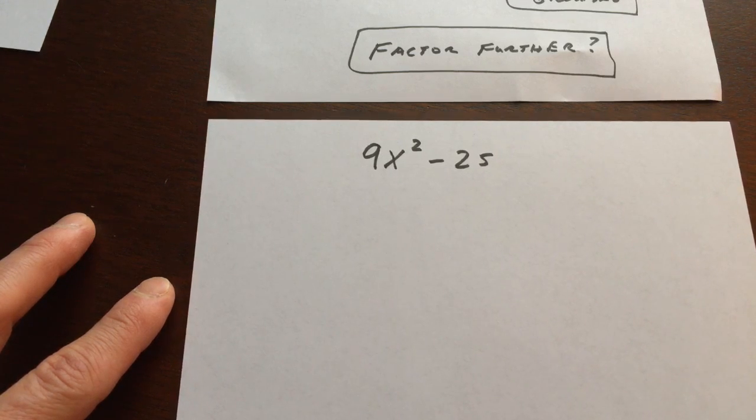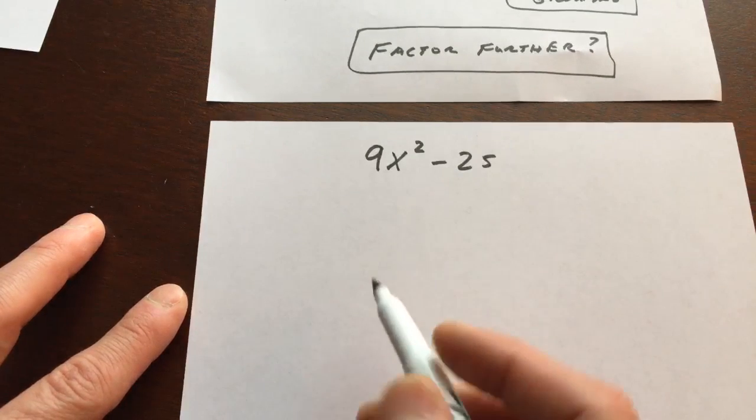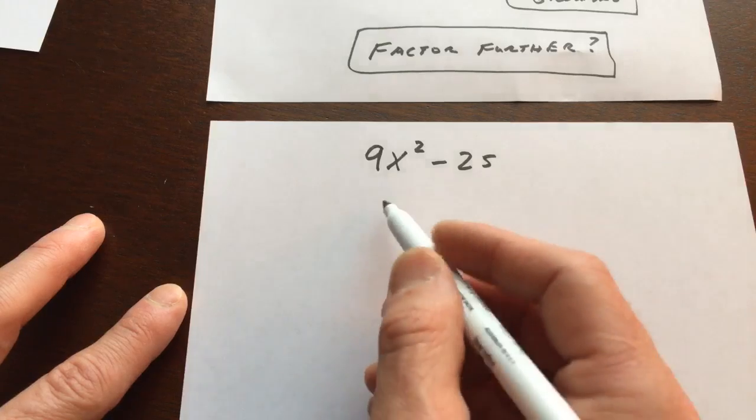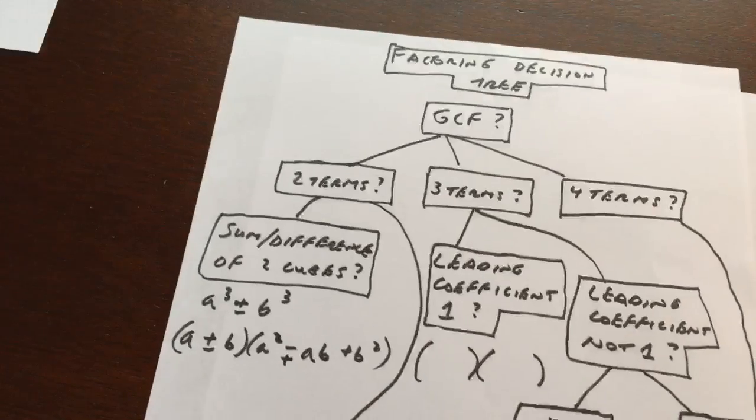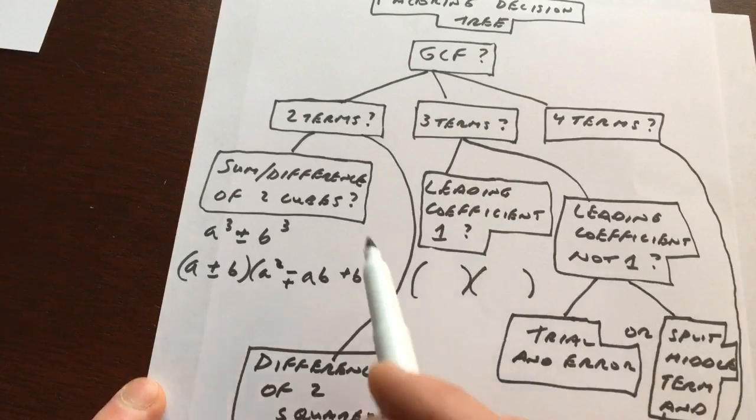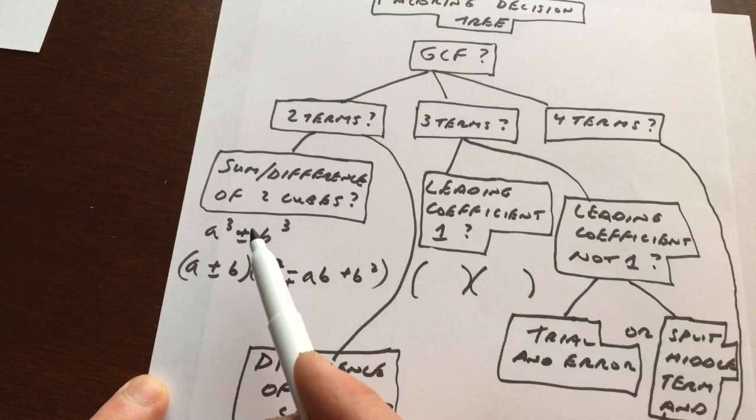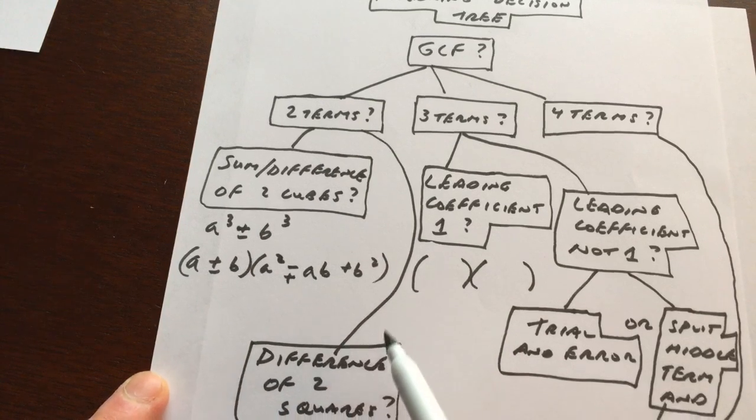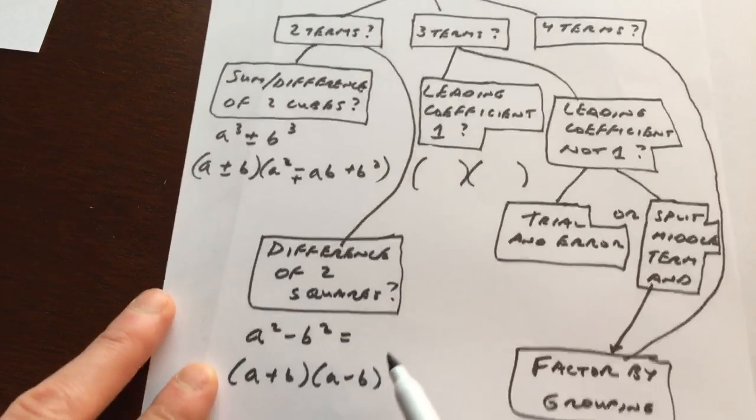Well, it doesn't look like there's anything that we're going to be able to divide out there. So basically, we're going to go to the next step. So what's the next step? If we look at our decision tree here, we have 2 terms, and Raj is saying that we've got some perfect squares here. Basically, what we have here is a difference of 2 squares.